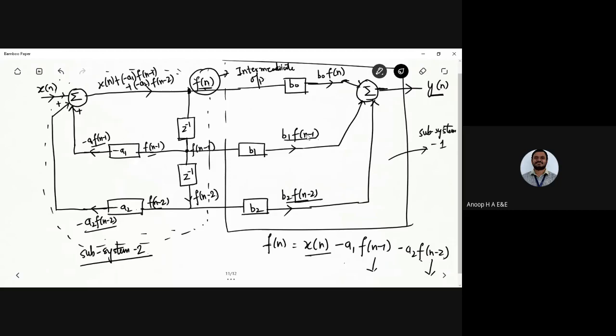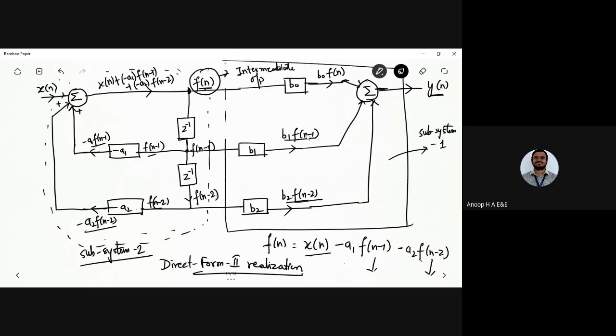So what we observed there was the subsystem 1 and subsystem 2 have been interchanged in direct form 1 realization. So in the direct form 2 realization, the subsystem 2 and subsystem 1 are interchanged. We are just interchanging the position with respect to subsystem 1 and subsystem 2. So this is how I can realize the direct form 2 realization. So it is how you can represent it, right?